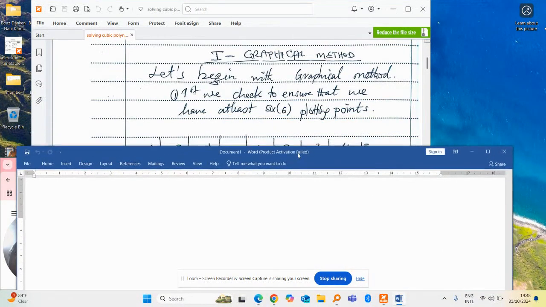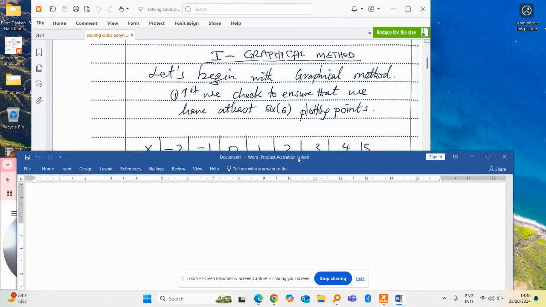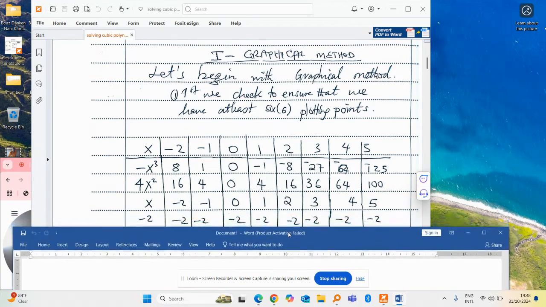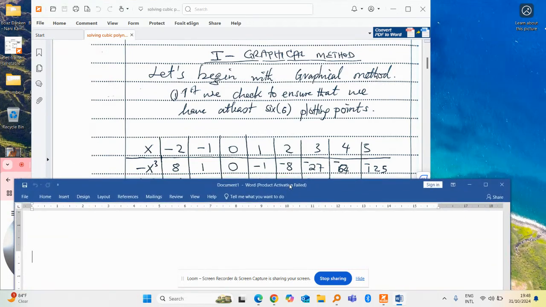We begin by checking to ensure that we have at least 6 plotting points. As you can see on my screen, we have more than 6 plotting points given there. So you write x values from -2, increasing by 1 step, to -1, 0, 1, 2, 3 to 5.